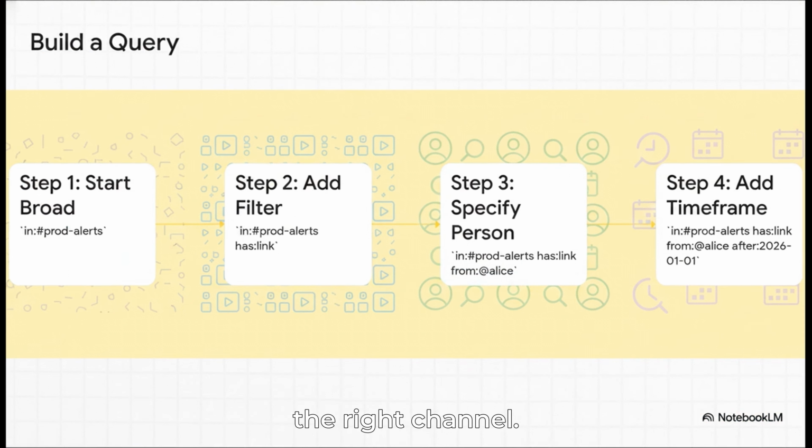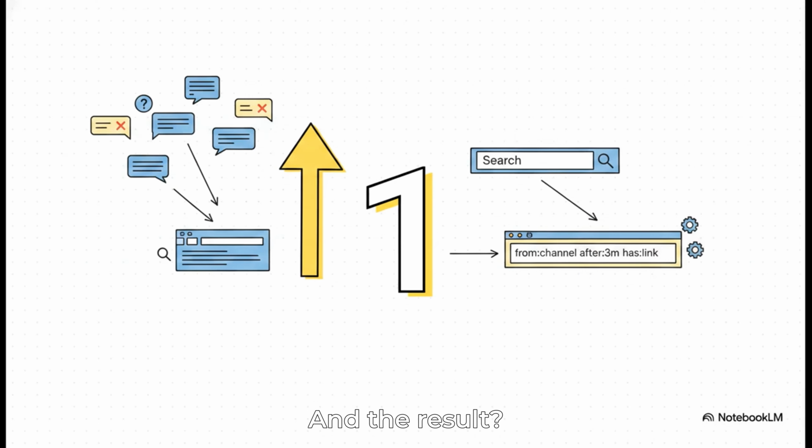First, we start in the right channel. Then, we add that we only want messages with links. Next, we narrow it to just the messages from Alice. And finally, we tell Slack, hey, only look at messages from this year. See that? Each step surgically removes more and more noise until only the target is left. And the result? One single message. The exact one you were looking for. No scrolling, no guessing, just a perfect, immediate result. That is the power of combining your operators.